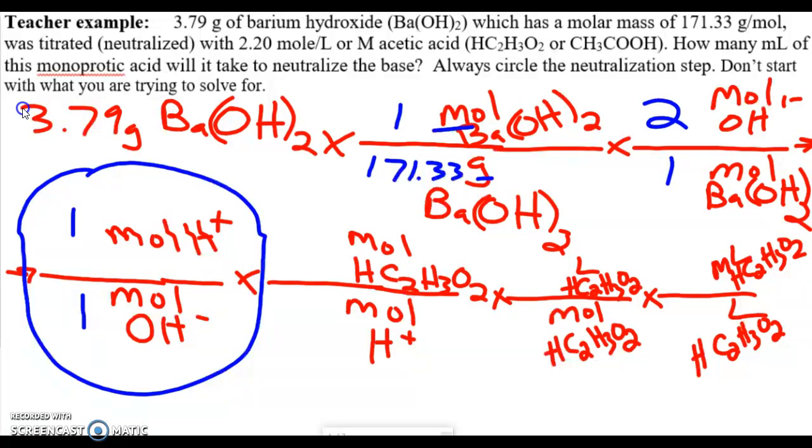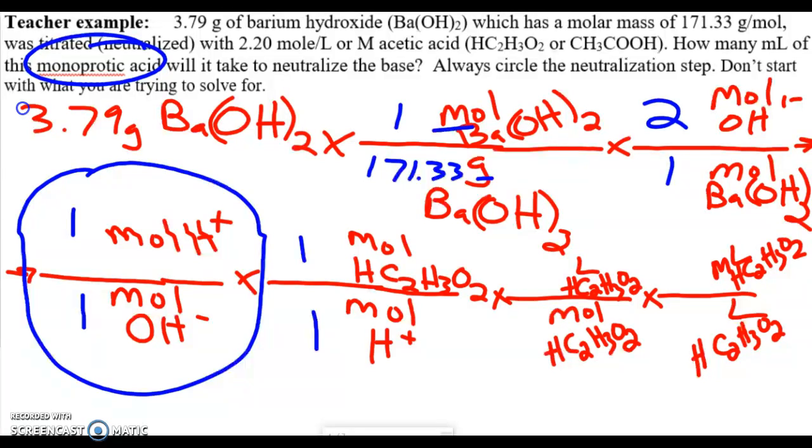How many hydrogens are in 1 mole of acetic acid? Well, this is where they told us that this is a monoprotic acid. So there's 1 mole of hydrogen in 1 mole of acetic acid. Yes, I know there are 4 total hydrogens, but only 1 is actually given up in an acid-base reaction.